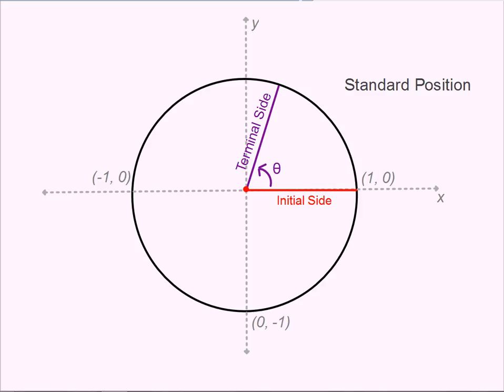This is called the standard position in our unit circle. So anytime you have an angle that starts where our initial side is and ends somewhere else in our circle, that's called standard position.